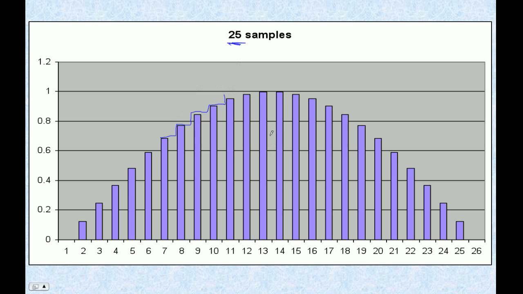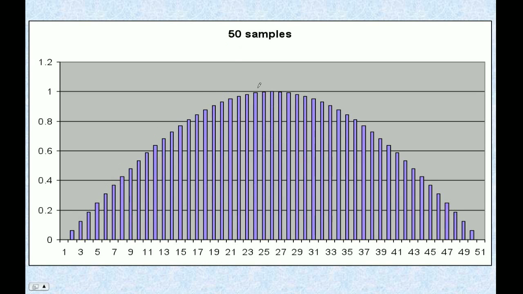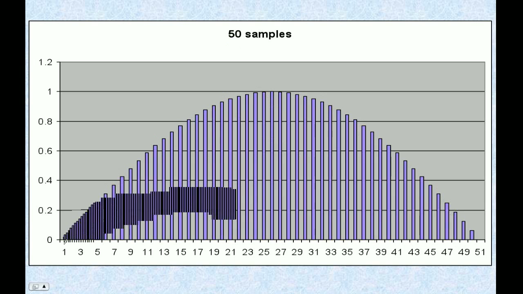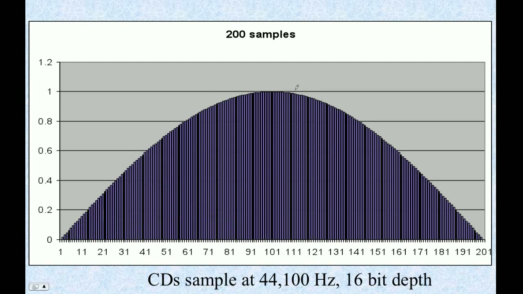Cutting down on the sample rate is like frames per second, right? It's a way to make something take less space. Here's 50 samples. It's like, ooh, that's looking smooth. That looks like a sine wave, doesn't it? Here's 200 samples, and now it's starting to look like bad graphics, right? There we go. So a CD samples music at 44,100 hertz.